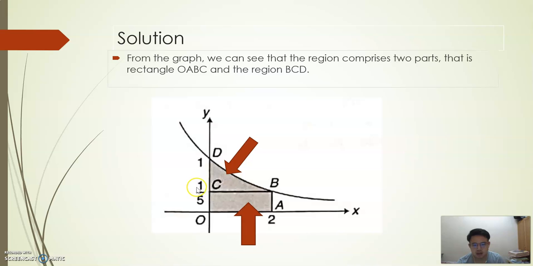And then y from 1 over 5 to 1, this is the region BCD involved. So this is the curve, and x equals 2 here.